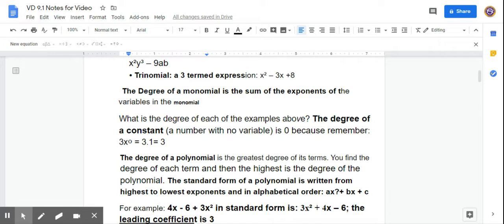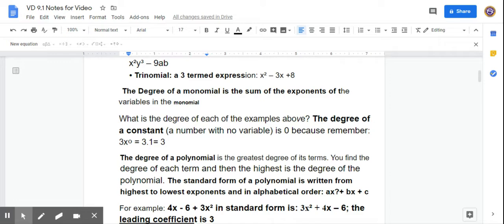The standard form of a polynomial is written from highest to lowest exponents and in alphabetical order. Okay, so ax, I don't know why that says question mark, that should be a squared. Ax squared plus bx plus c is your general formula of a polynomial. It's a standard form of a quadratic equation. A quadratic expression is one that has an exponent of 2 for its degree, or the degree 2, I should say.